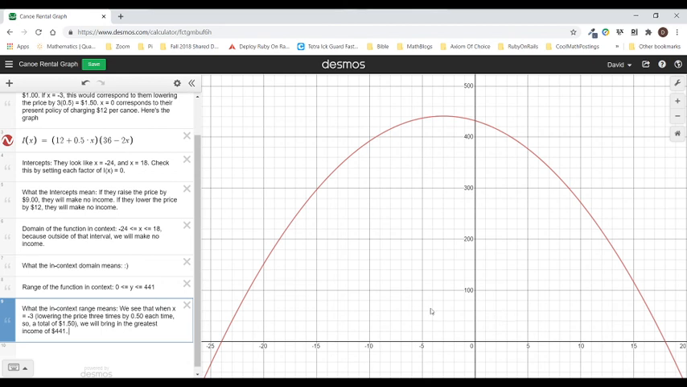We got a good graph. We got the intercepts. We got the domain in context. We got the range in context. The lowest income we can make is $0. The greatest income we can make is $441. So we've discussed everything we were supposed to. Yay!